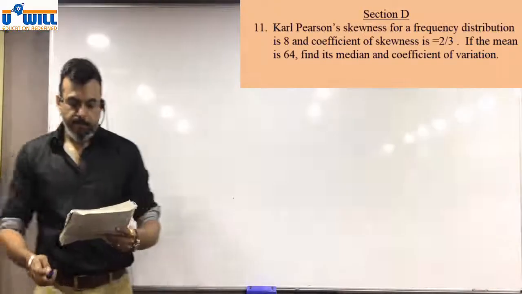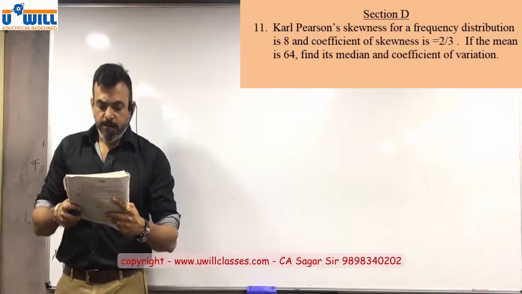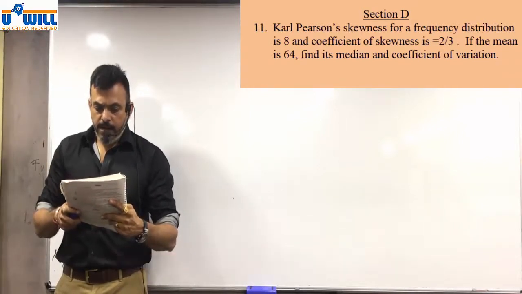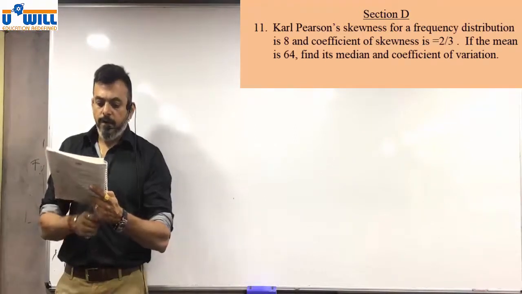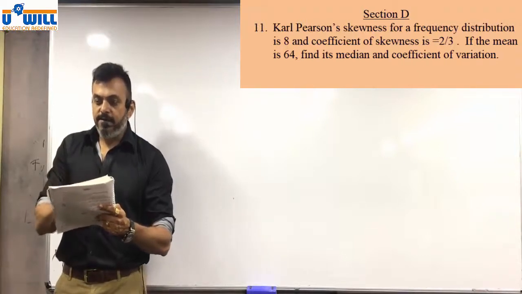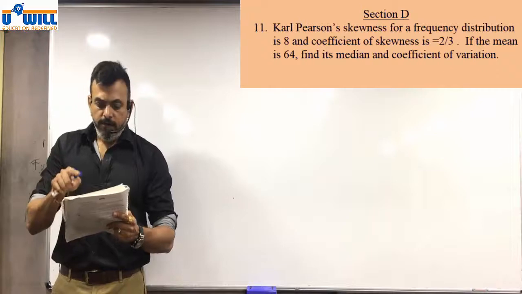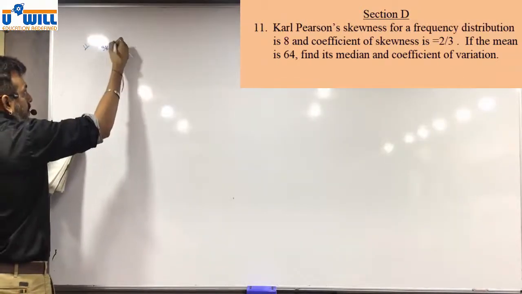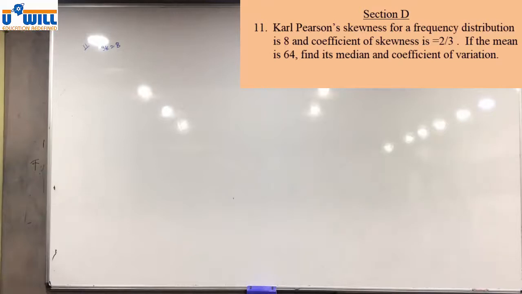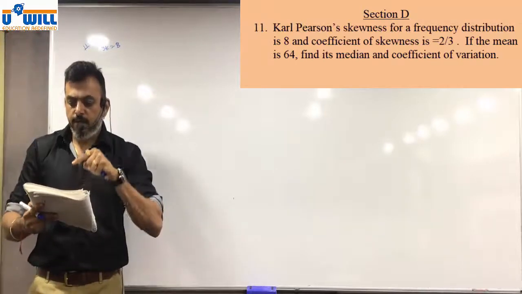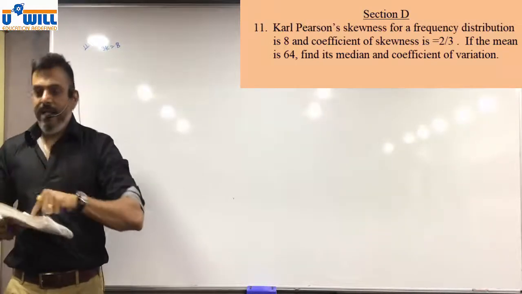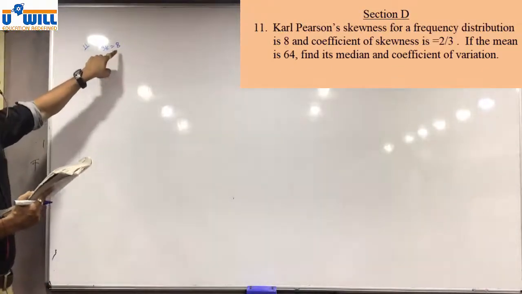Question number 11. Karl Pearson's skewness for frequency distribution is 8 and coefficient of skewness is 2 by 3. If mean is 64, find its median and coefficient of variation. So let's write what is given. Sk is equal to 8. Be careful in exam. J is not given. J cannot be more than 1. This is skewness. Read if you have not read it before. Karl Pearson's skewness for frequency distribution is 8. So skewness is equal to 8.